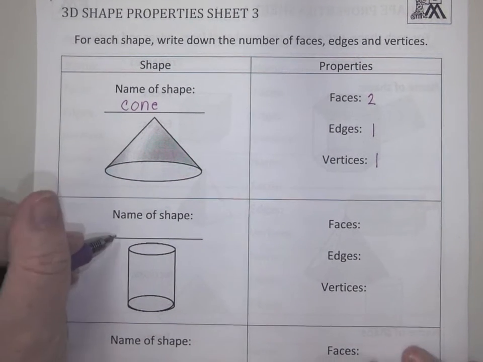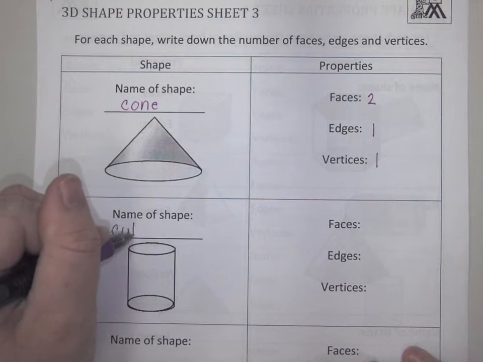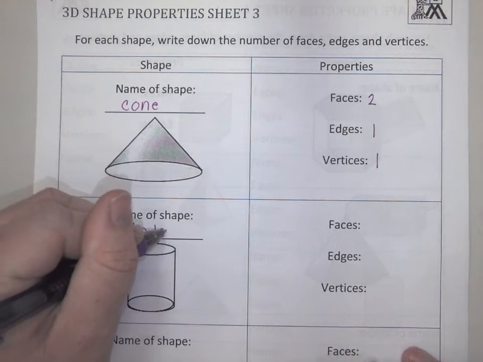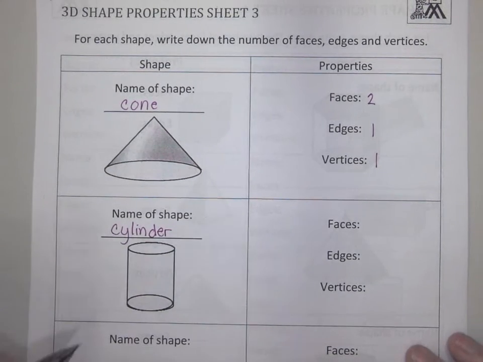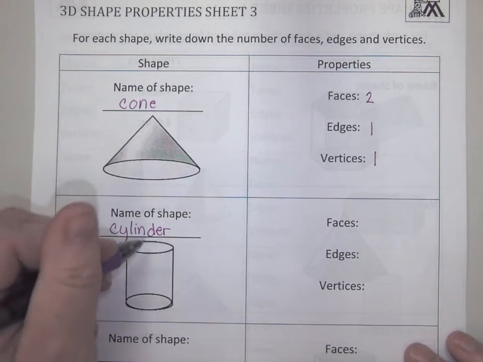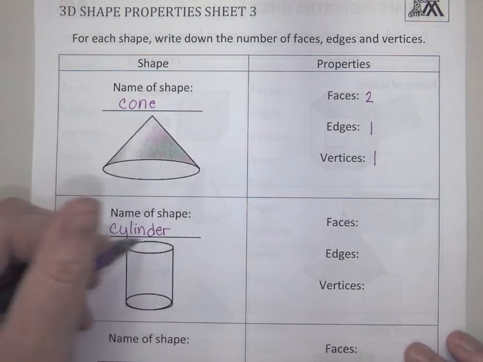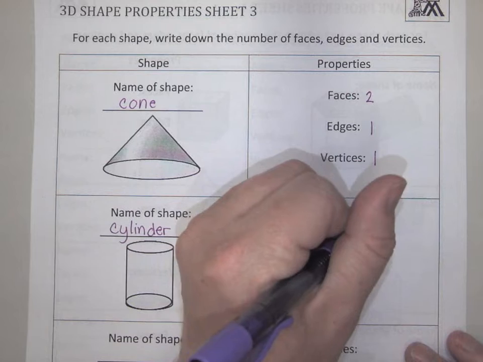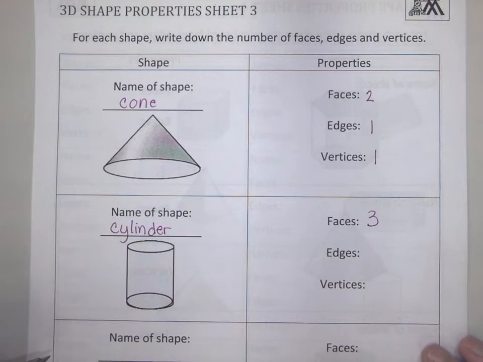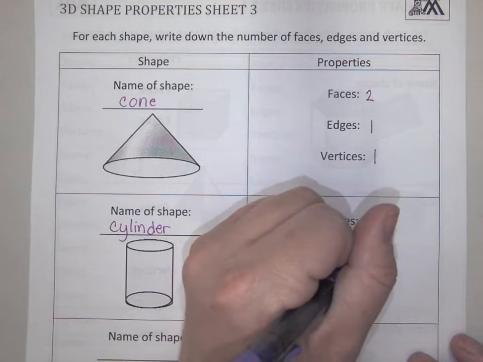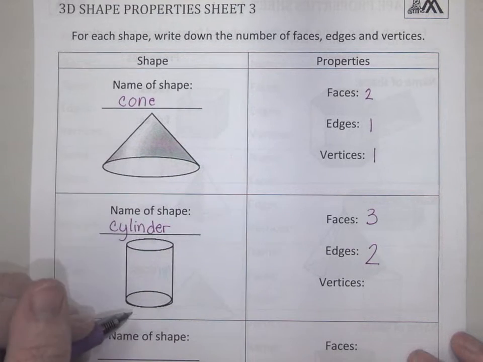The next shape is a cylinder. For the number of faces, we're going to have 3. The 2 circles that are the bases, and then the rectangle that forms the sides. For edges, we have 2, right, the edges of the circle.